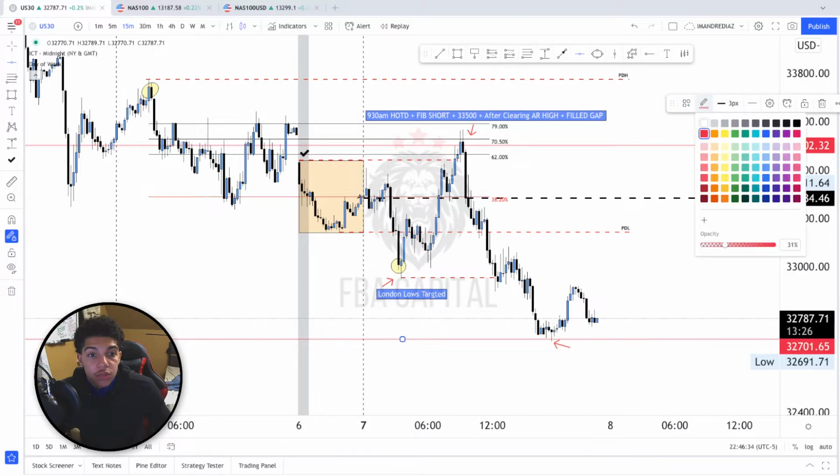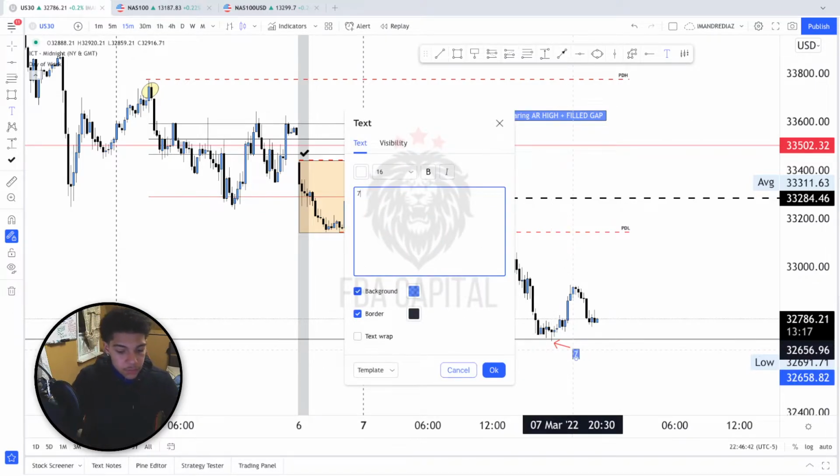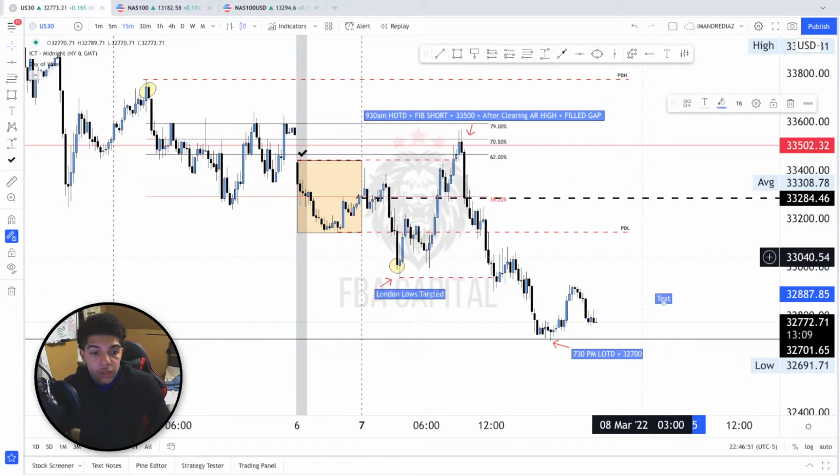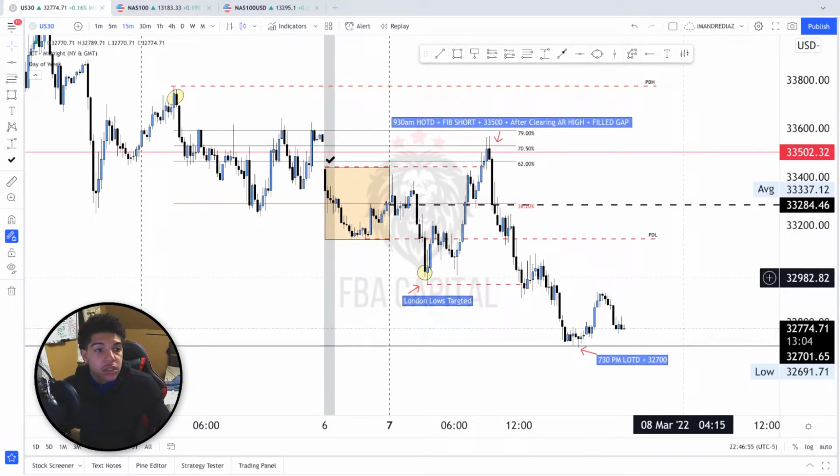I'm going to make this one black. So right here we have the low of the day at what time? This is 1813, so I'm going to say 7:30. So at 7:30 p.m., we have the low of the day after trading into 32,700 big figure level. Just like that. Get rid of that. So now you see we have all these annotations.